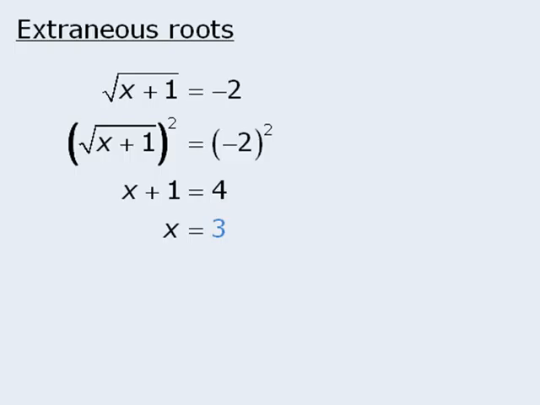Since x equals 3 cannot be the solution to this equation, we say that this is an extraneous root. Extraneous roots can arise when we square numbers, as we did in this step here. When we squared negative 2, it turned into positive 4, and this caused our problems. So when we are dealing with equations with square roots, we must be sure to watch out for extraneous roots.